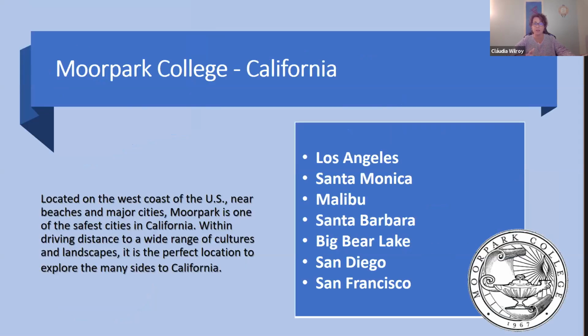So Moorpark College started in 1967. We have about 15,000 students. Out of those 15,000 students, about 100 or so are international students. We don't have too many of any country.